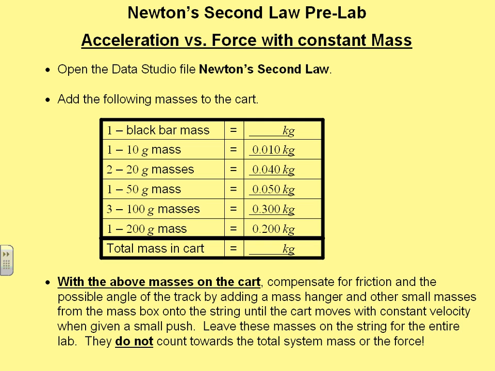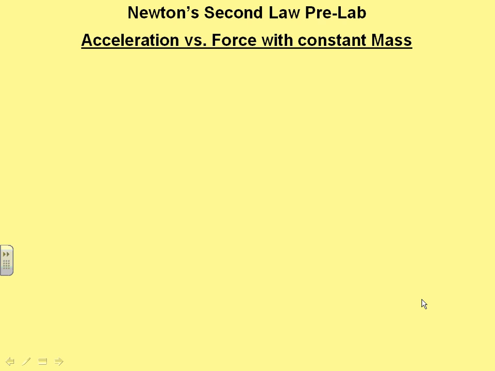Once you figure that out to the nearest gram, you're going to leave those masses on the string for the entire lab and don't count them towards anything. Okay? They're not part of this. They're the friction masses. So they're making our system move as if there's no friction and it's perfectly balanced.